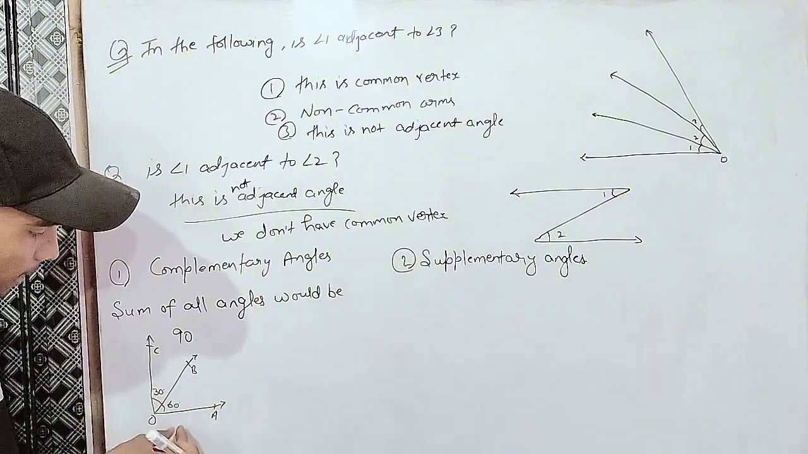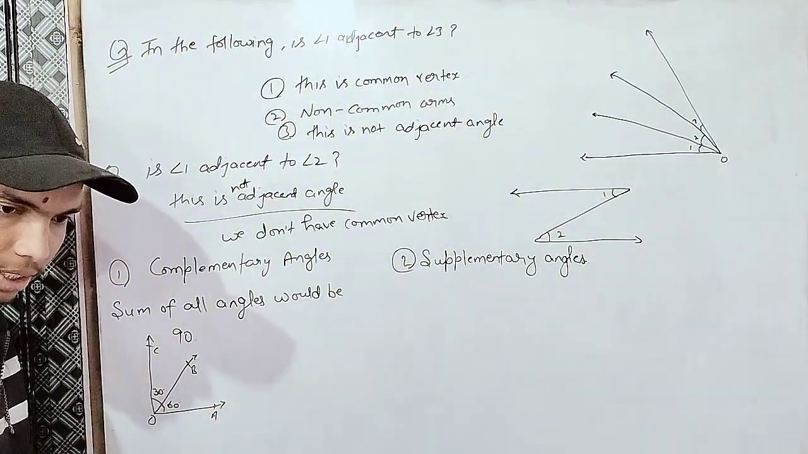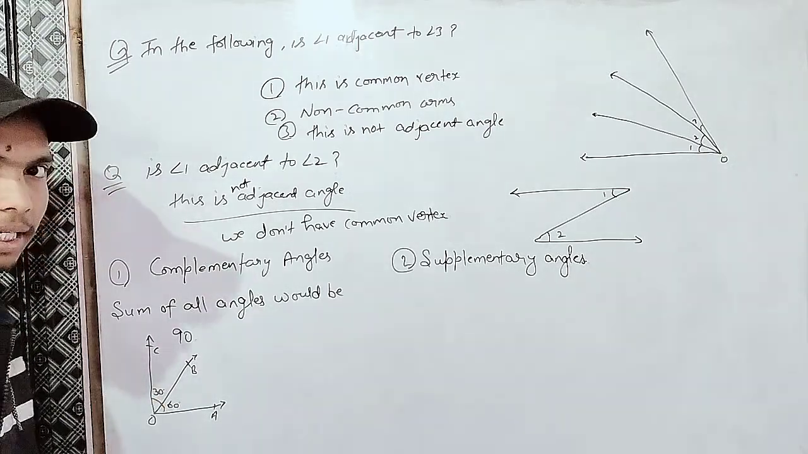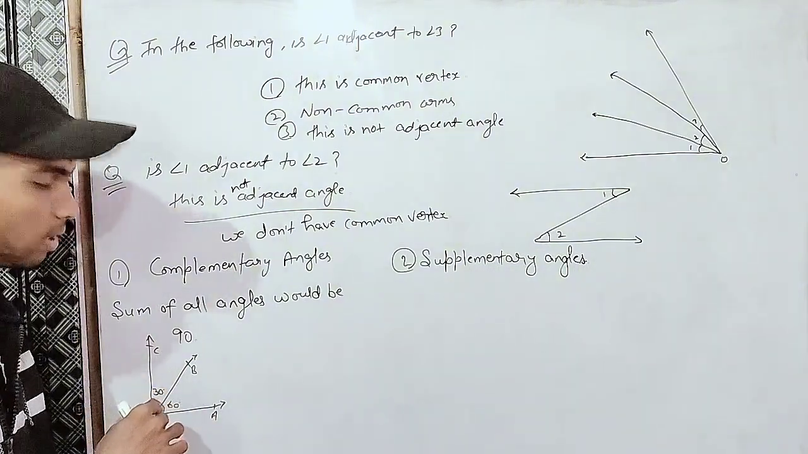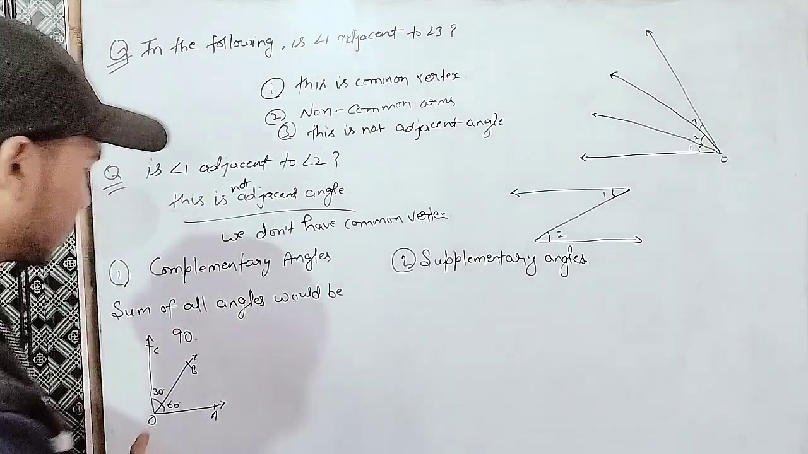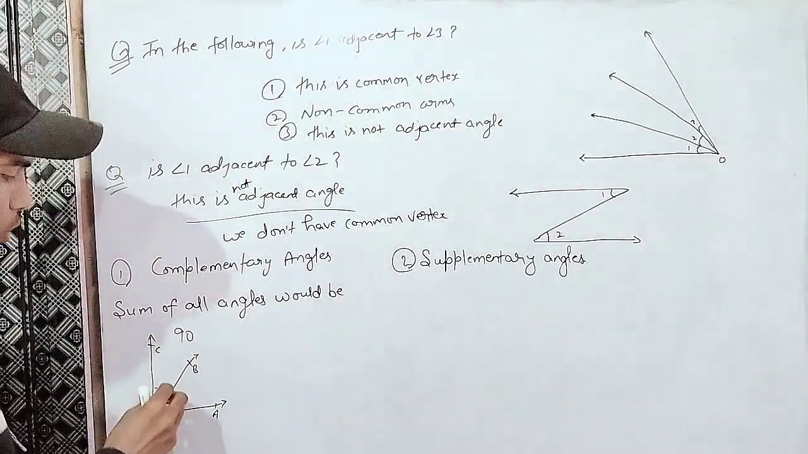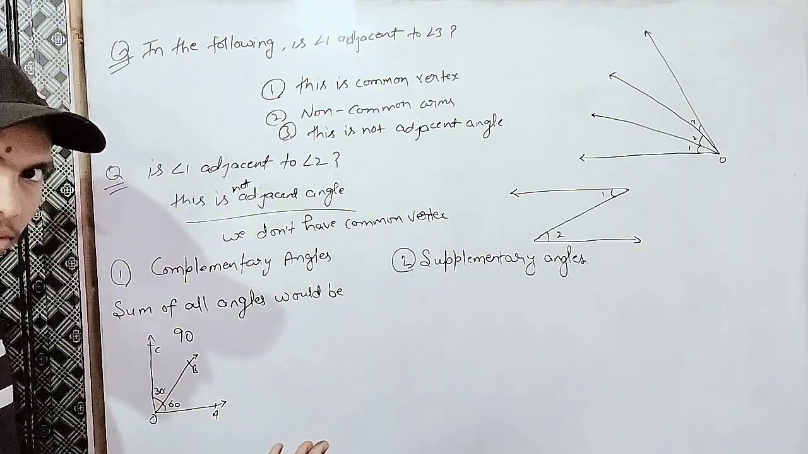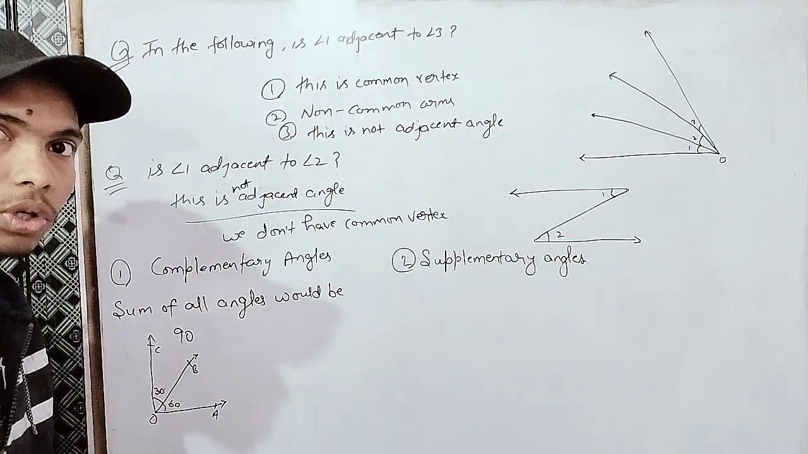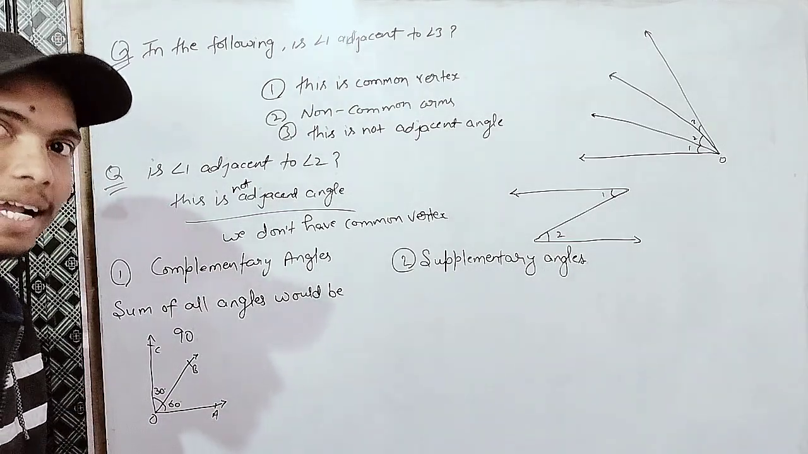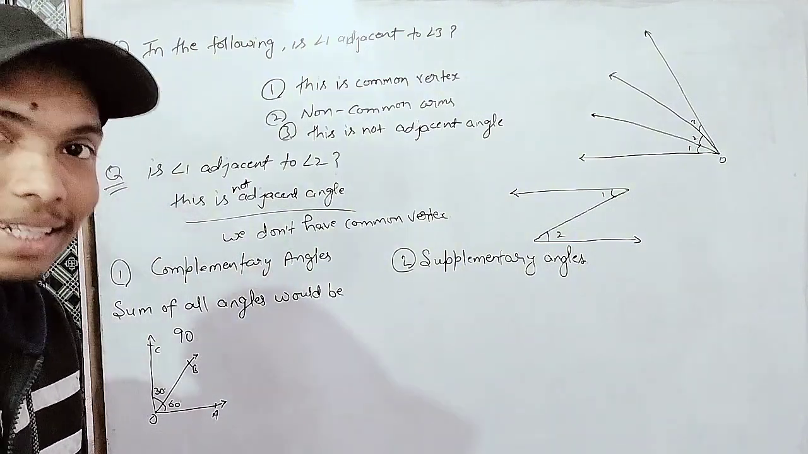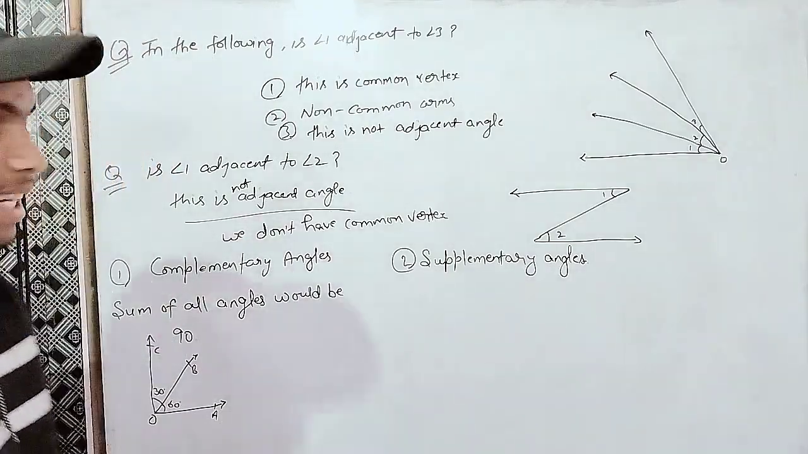So here angle A O B is 60 degree and the second is 30 degree. So 60 and 30 is how much? 90 degree. So that's why it would be known as complementary angles. This is a complementary angle. Here you can have more than two. You can have more, but the condition is the sum of all angles, whatever you have, is 90 degree, then that sum of angles would be known as complementary angle.